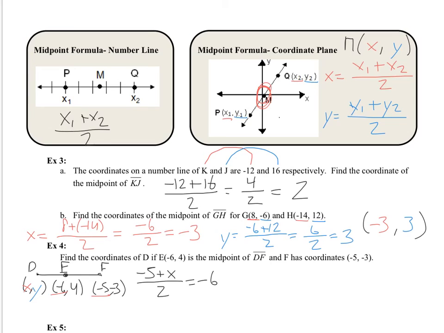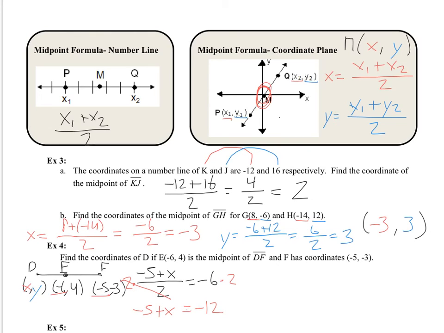Now all we have to do is use some algebra to solve for x. To solve for x, what we need to do is multiply both sides by 2, because right now we are being divided by 2, so we need to cancel these two out. So we'll get negative 5 plus x is equal to negative 12. Now remember, in algebra, if we do one thing on one side, we need to do it on the other as well. That way it keeps the balance.